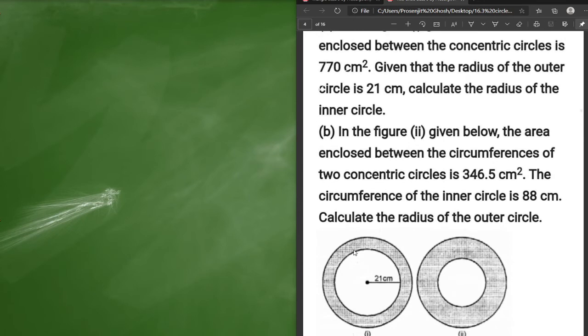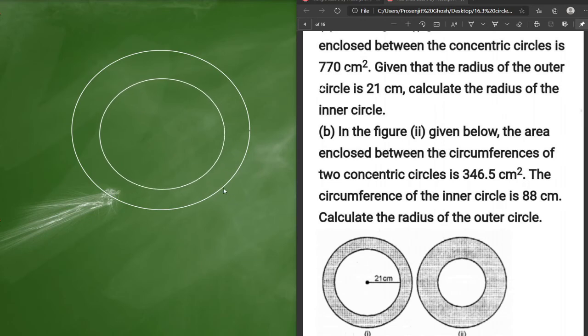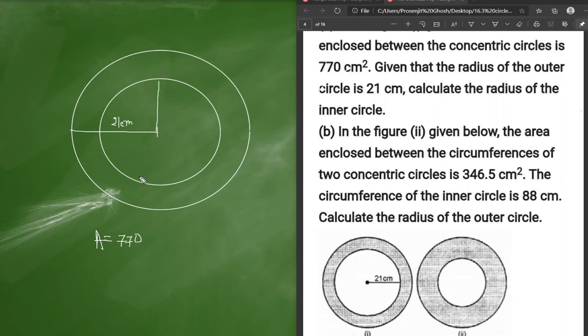Right now, this shaded area is given to you. Given that the radius of the outer circle is 21, calculate the radius of the inner one. So we got the idea first. We have two concentric circles. The area of the ring is given to me, that is A equal to 770, and the outer radius, that is 21, is given to me. All we have to find is the radius of the inner one. How can we do that?